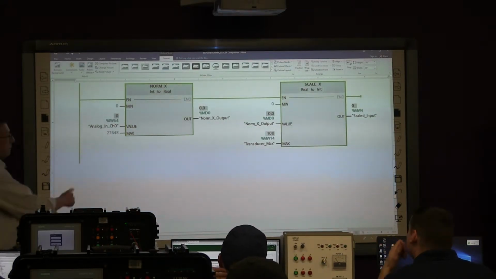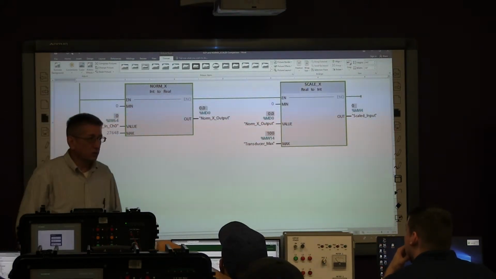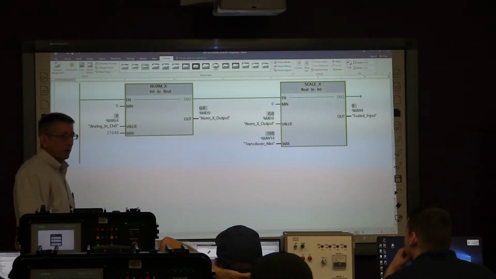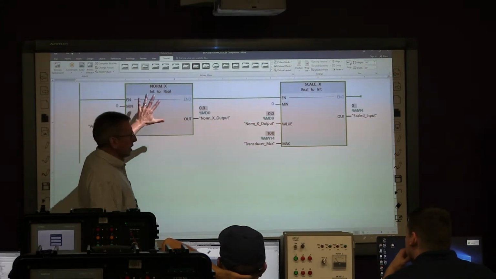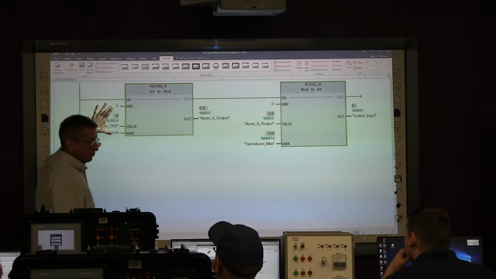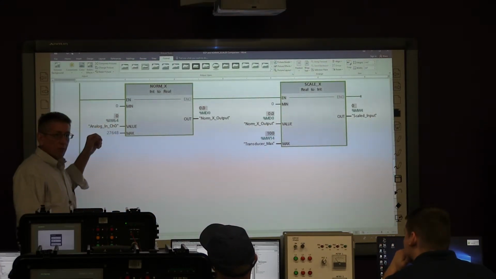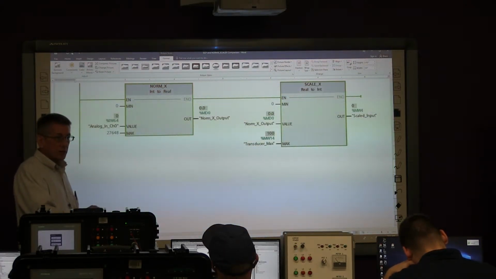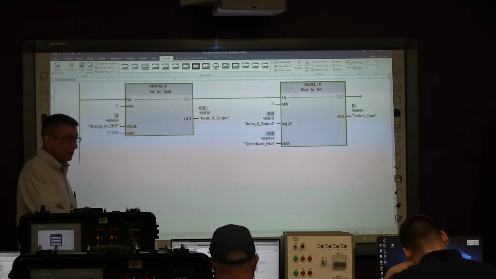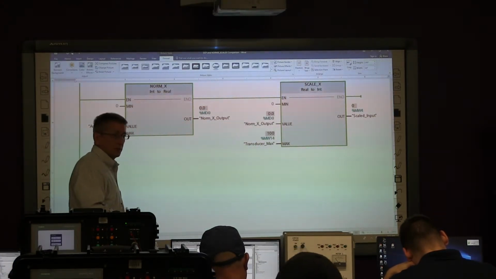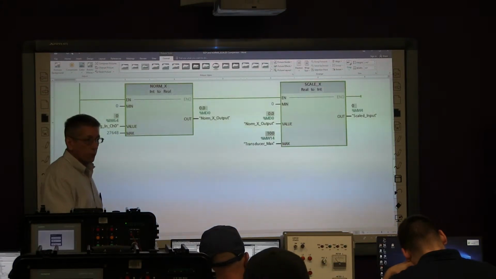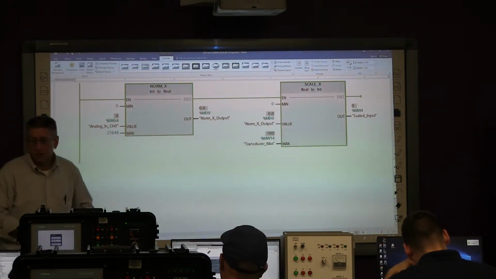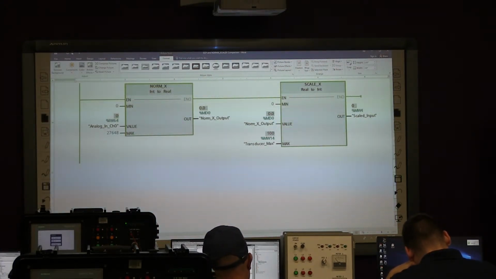And then we set up our min and max, just like we do in our scale with parameters. But here's the difference. The NORM_X instruction converts this value coming in to values ranging from 0.0 to 1.0. Make a note of that. So the output of the NORM_X instruction is going to range from 0.0 to 1.0.